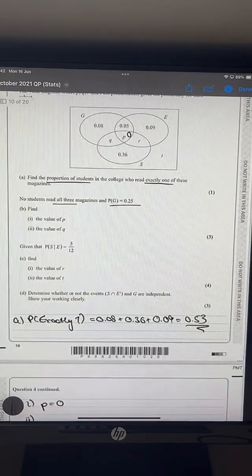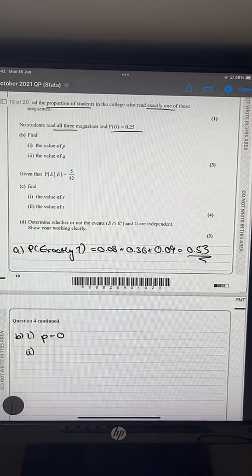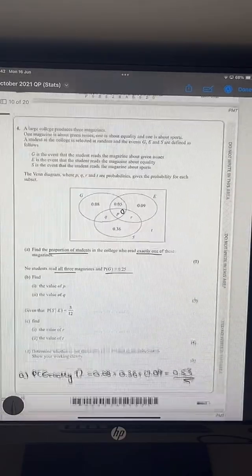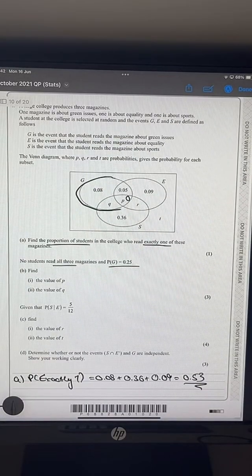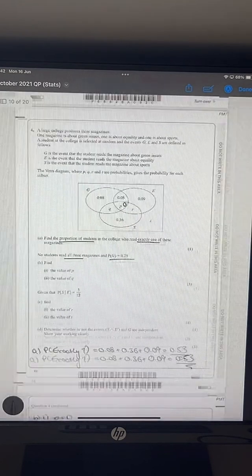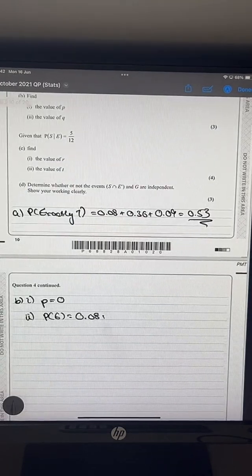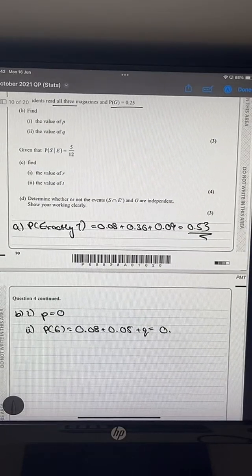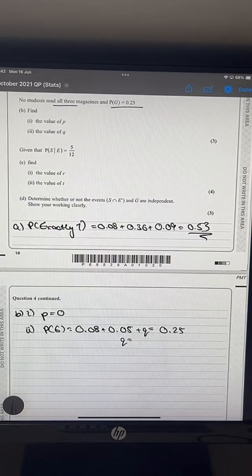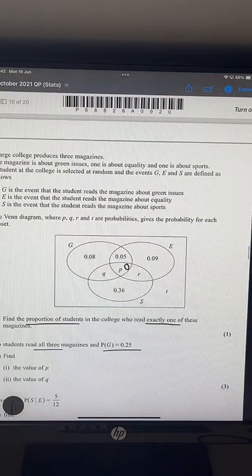For part 2, find the value of Q. Okay, so I know that P(G) is equal to, and here, this is the circle I'm focusing on, 0.08 plus 0.05 plus Q. So 0.08 plus 0.05 plus Q. They've told me that that is equal to 0.25. So Q is equal to 0.25 minus 0.13, which is 0.12. And always put that into your diagram straight away, 0.12 there.